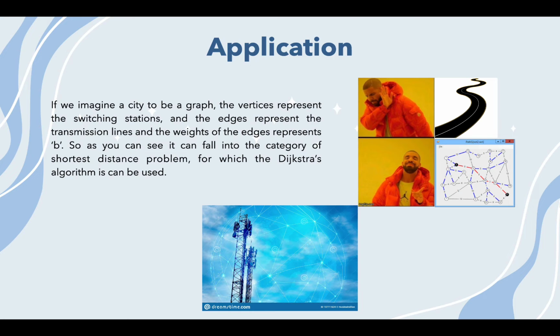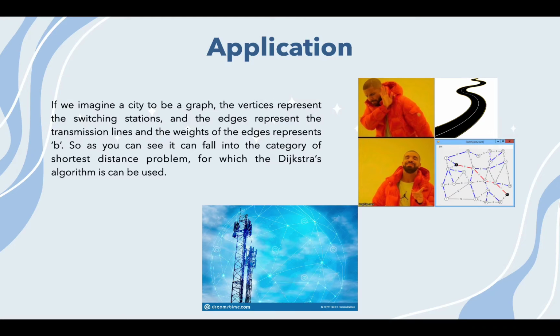The problem of finding the shortest path has many applications. As we know, in a telephone network, each line has a bandwidth. The bandwidth of the transmission line is the highest frequency that line can support. Generally, if the frequency of the signal is higher in a certain line, the signal is reduced by that line. Bandwidth represents the amount of information that can be transmitted by the line. If you imagine a city to be a graph, the vertices represent the switching stations, the edges represent the transmission lines, and the weight of the edge represents the bandwidth.